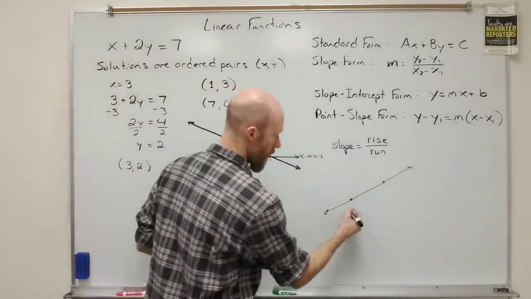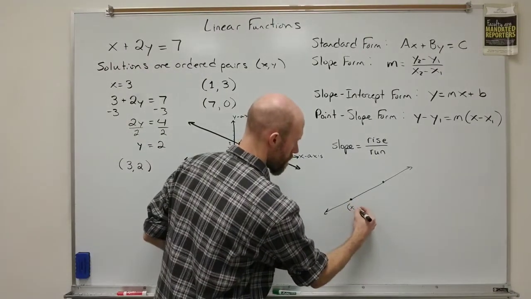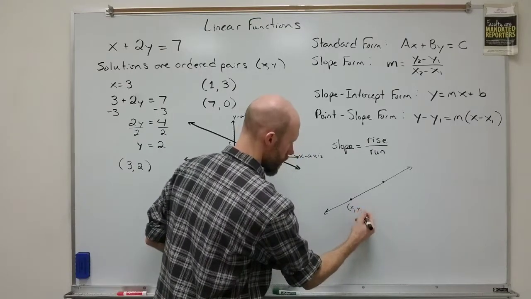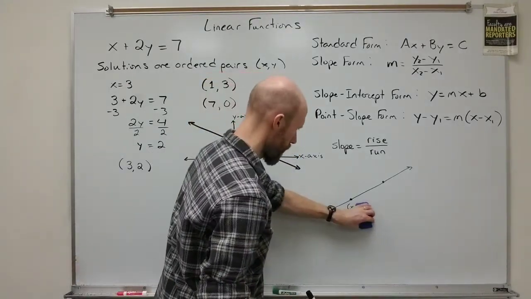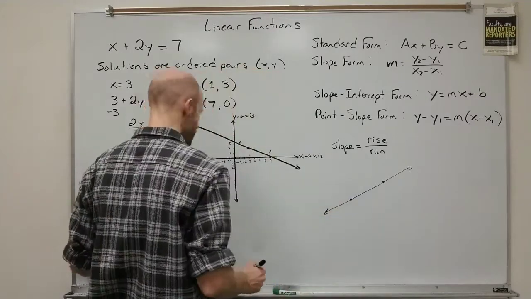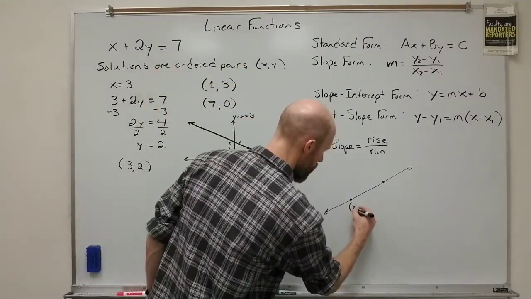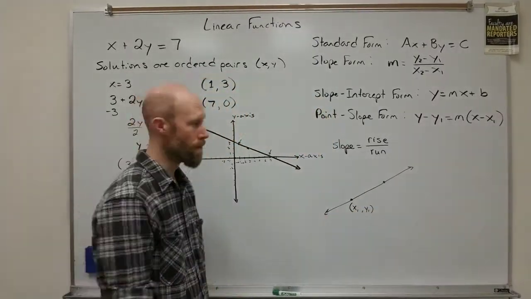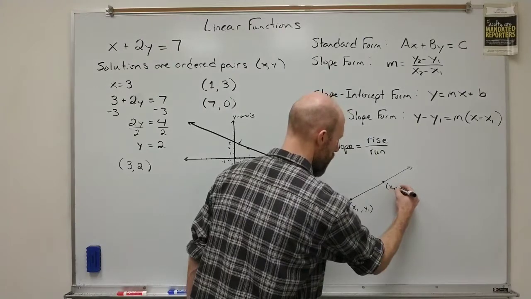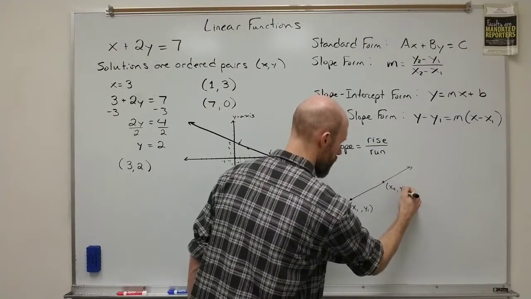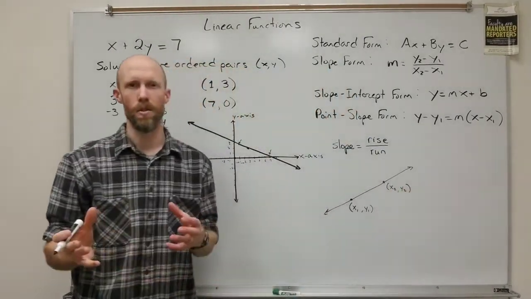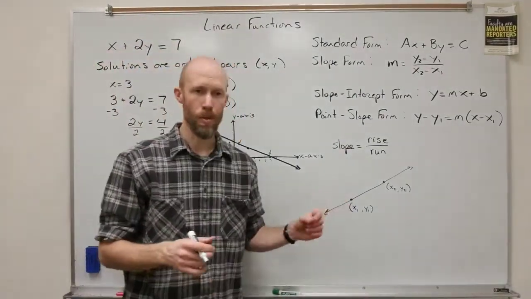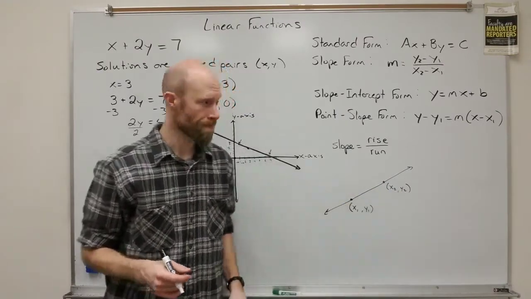If I generally label these points, boy, my handwriting is bad here, they're both x, y coordinates, but I'm going to distinguish them by calling them x1, y1, and x2, y2. That just distinguishes between the two x's and between the two y's.